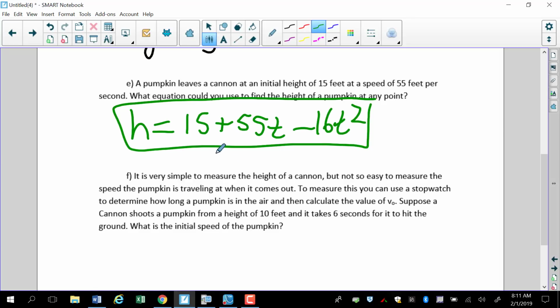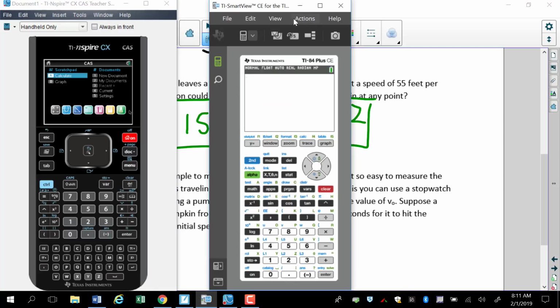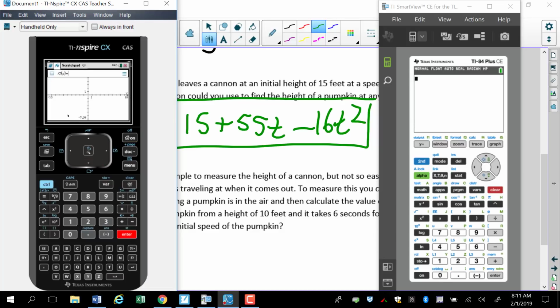So what I want to do first is show you how to get this equation on one of your graphing calculators. Whether you have this or this, we'll go through both of them. So if you have the Inspires over here, and if you have the 84 Pluses over here. To graph these for both of them, let's use the Inspire first. You're just simply going to start here: 15 plus 55x minus 16x squared.